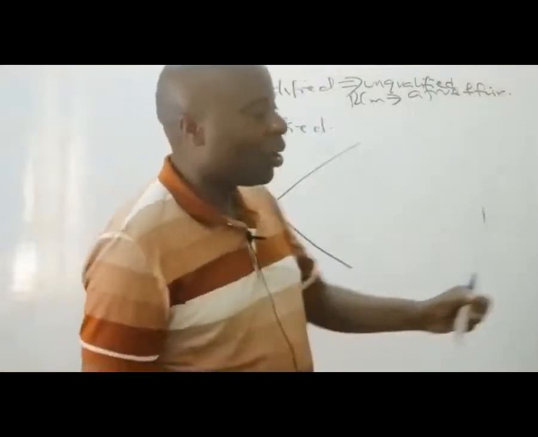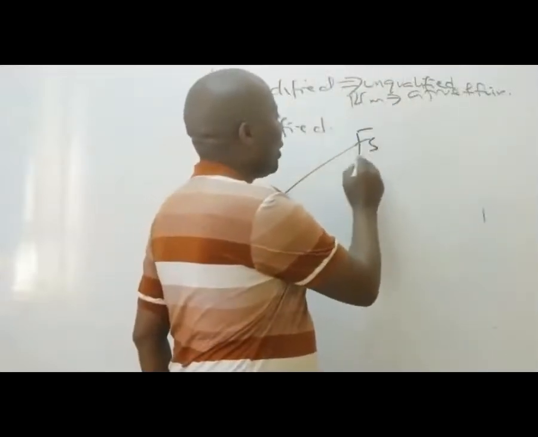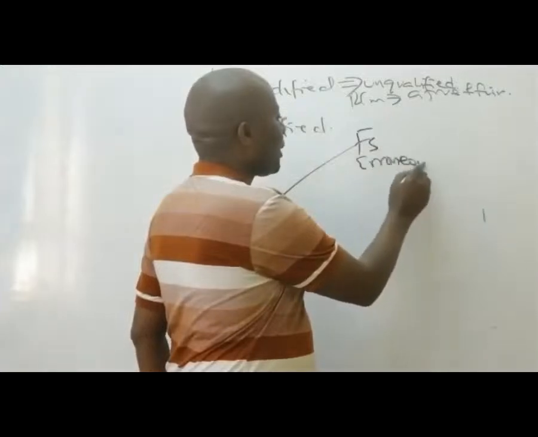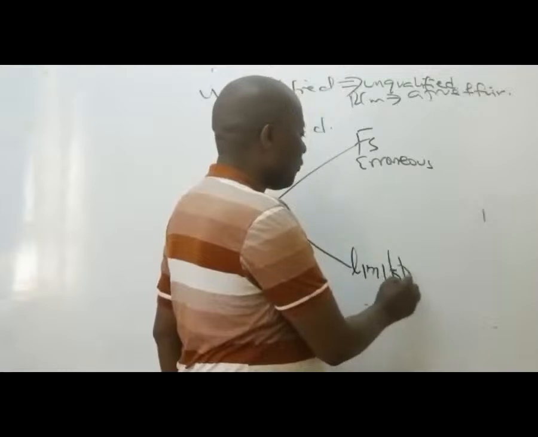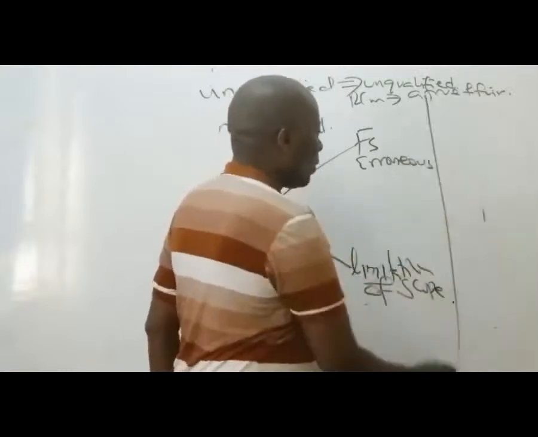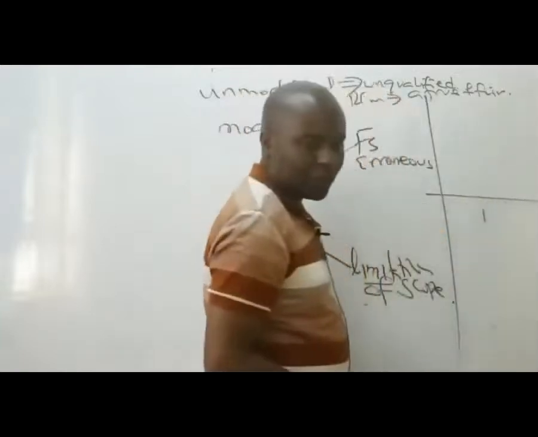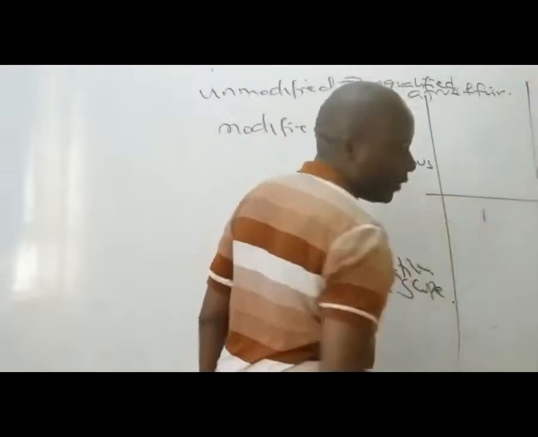Two grounds. Which grounds are these? If the financial statements are erroneous, or if there is a limitation of your scope. Now listen and listen very well.